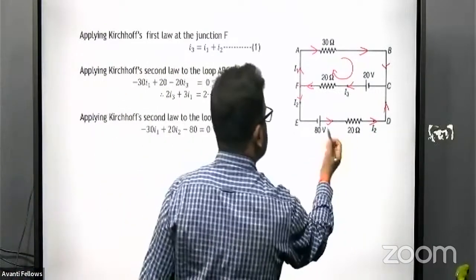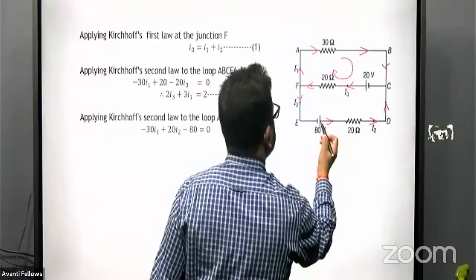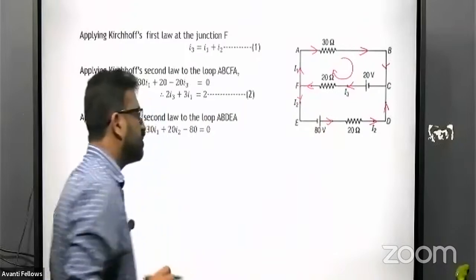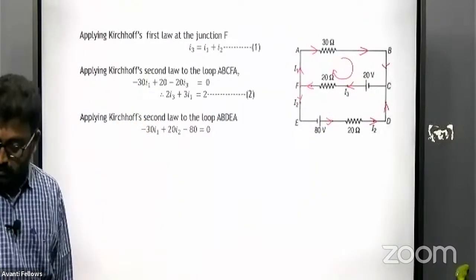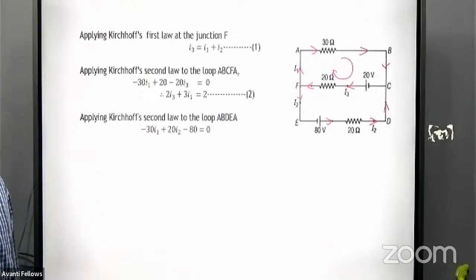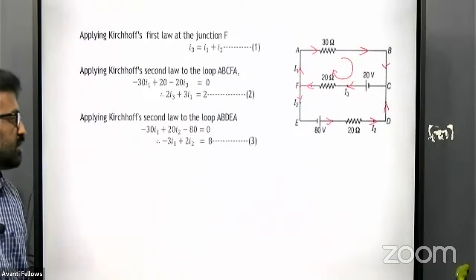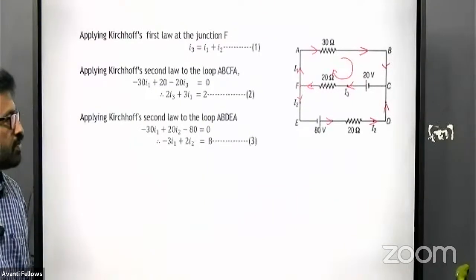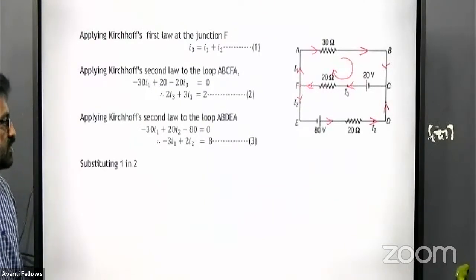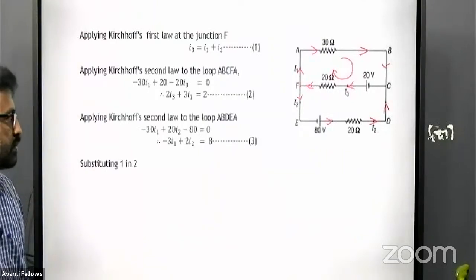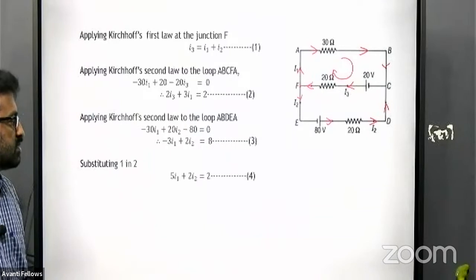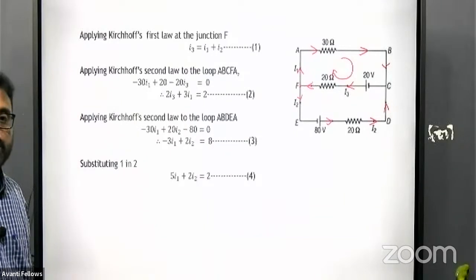Here again 80 volt. 80 volt is from positive to negative of the cell through the electrolyte. So it is negative 80, equal to 0. This can be reduced to 3I1 plus 2I2 equals 8. Then we can substitute the value of 1 in 2. Substituting the value of 1 in 2, we get 5I1 plus 2I2 equals 2.